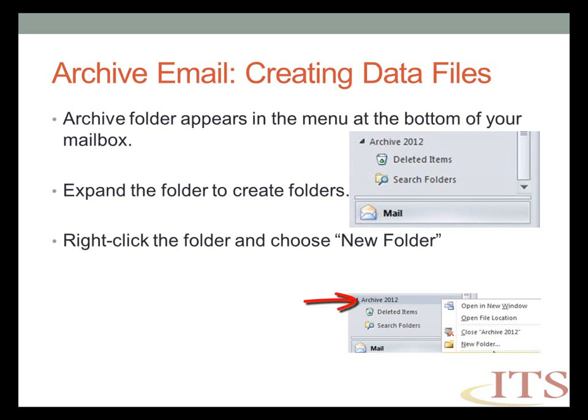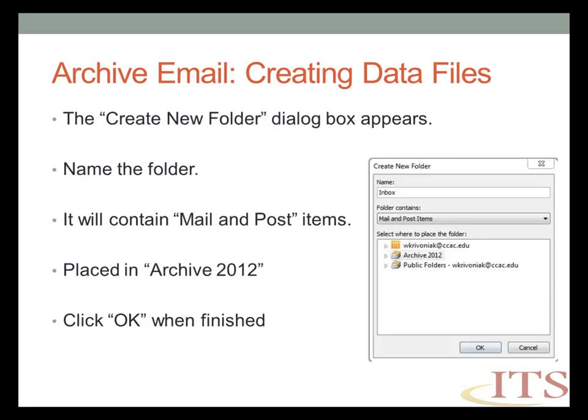To do this, first click on the archive folder to highlight it, and then right-click the folder. From the menu, choose New Folder, and a Create New Folder dialog box appears. Name the folder, and it will contain mail and post items. Notice that the archive folder you created is highlighted in the Select Where to Place the Items section. Click OK when finished.